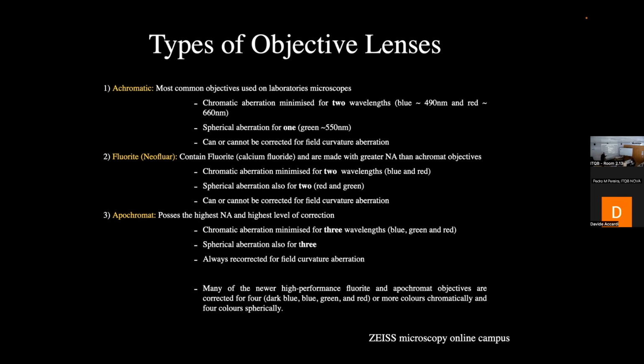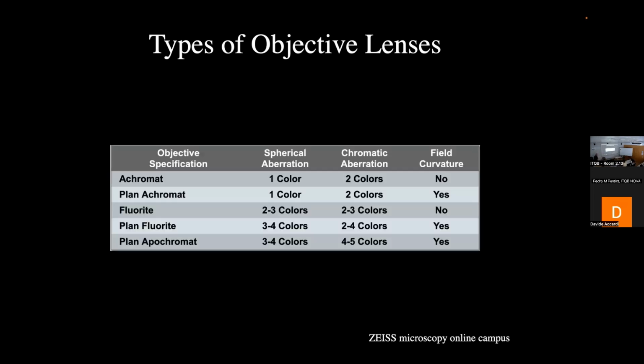Okay, one last thing. Many of the very new generation of neofluor and achromat lenses are actually corrected even further than that. This is the default, but the new high-performance fluorite and apochromat objectives are corrected for 4 or even 5 colors for chromatic aberrations, and for 4 in spherical aberration. This is actually the table that Zeiss provides, and you will have it with the slides. But if you want to do colocalization experiments, choose an apochromat lens and not a fluorite or achromat lens.